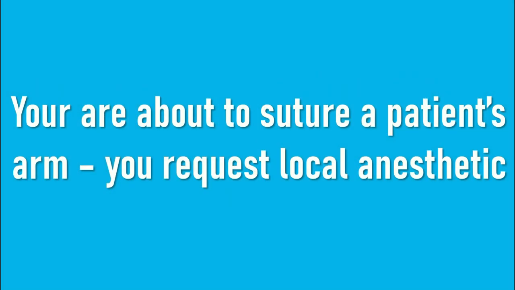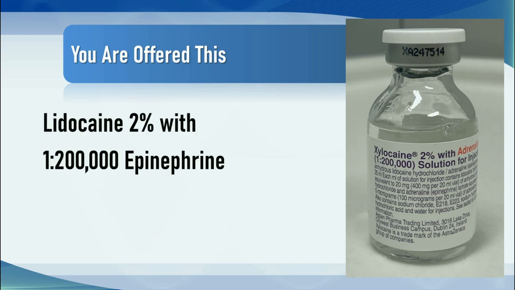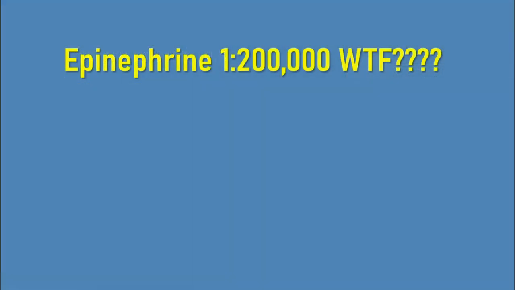You are about to suture a patient's arm in the emergency room and you request a local anesthetic. You are offered this. This is 2% lidocaine with 1 in 200,000 epinephrine. What is this? Well, let's start with the lidocaine. That's 2 grams in 100 mils, 2,000 milligrams in 100 mils, or 20 milligrams per mil. So that is concentrated lidocaine. And that's what you want to give very quick onset, dense blockade of that area that you're going to be suturing. What about this 1 in 200,000 epinephrine?